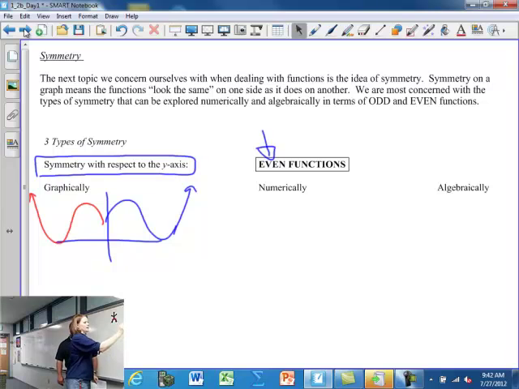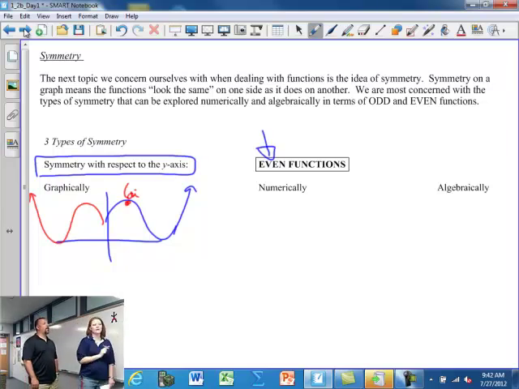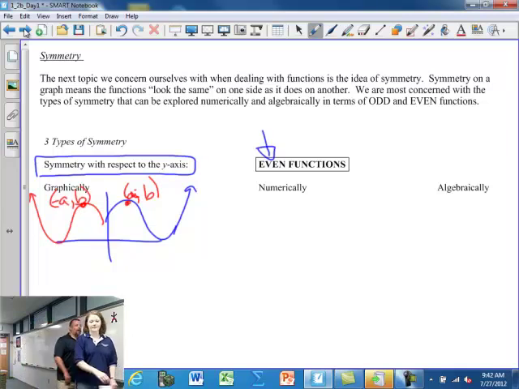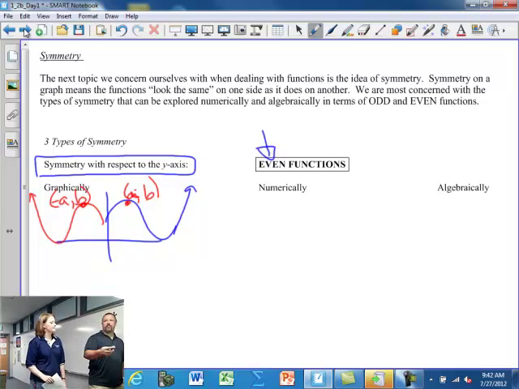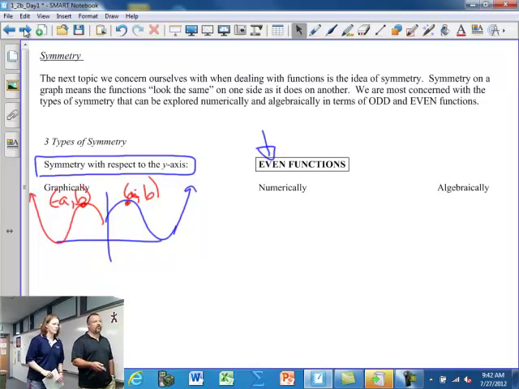Could I go a little further to say if there was a dot right here at a, b, there would be a matching dot over here, but it's no longer a, b. It's on the other side of the y-axis, so it would be negative a, but it's the same height, so it's the same y value of b. And that's really what we're going to do when we talk about numeric.